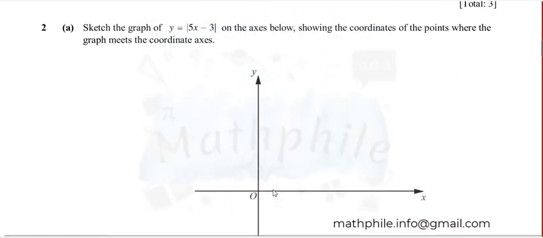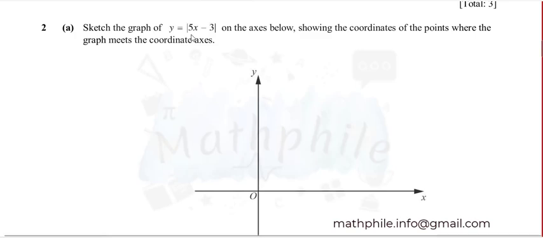The second one, you have to sketch the graph of y is equal to modulus of 5x minus 3 on the axis below, showing the coordinates of the points where the graph meets the coordinate axis. Okay. This is a cool question. There are two ways again to sketch this one. Either we sketch the equation of the line y equals 5x minus 3, then we reflect the part that is below the x-axis above the x-axis, or we go through another method of solving. I don't like the method of reflecting, so let's go through another method.